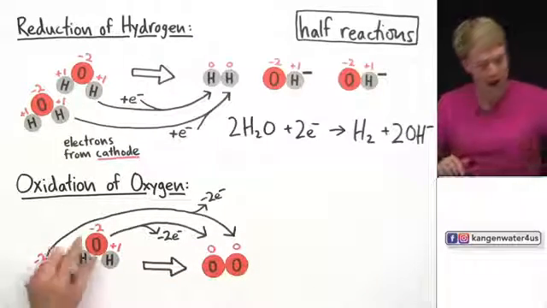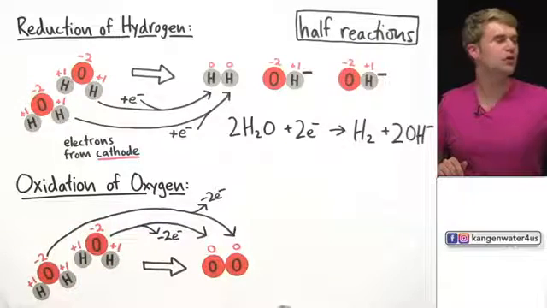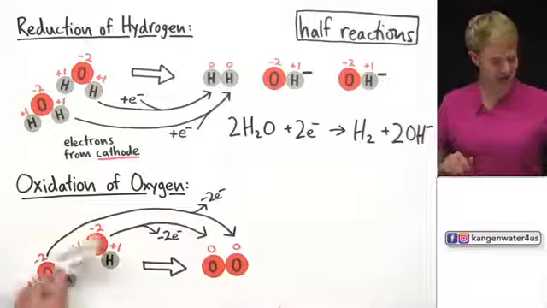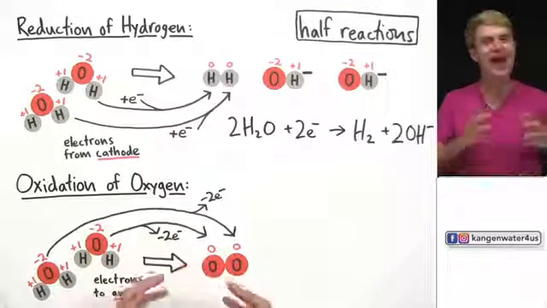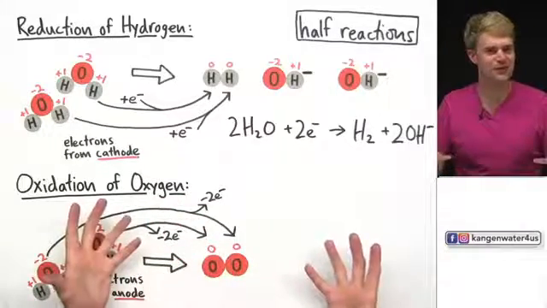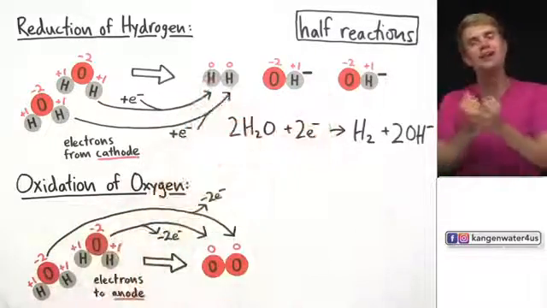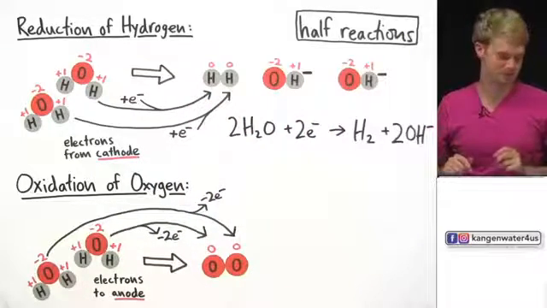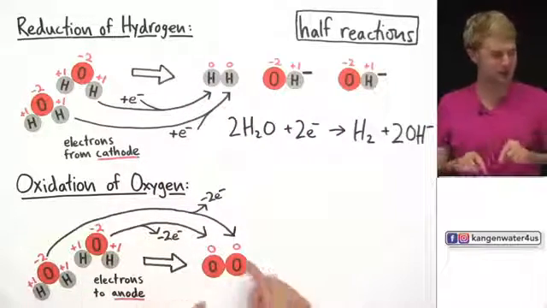Now, where are these electrons going? Well, the electrons are going to the anode, because it's the anode in oxidation reduction reactions that is pulling in electrons. Okay, so this is what's happening with the oxygen.